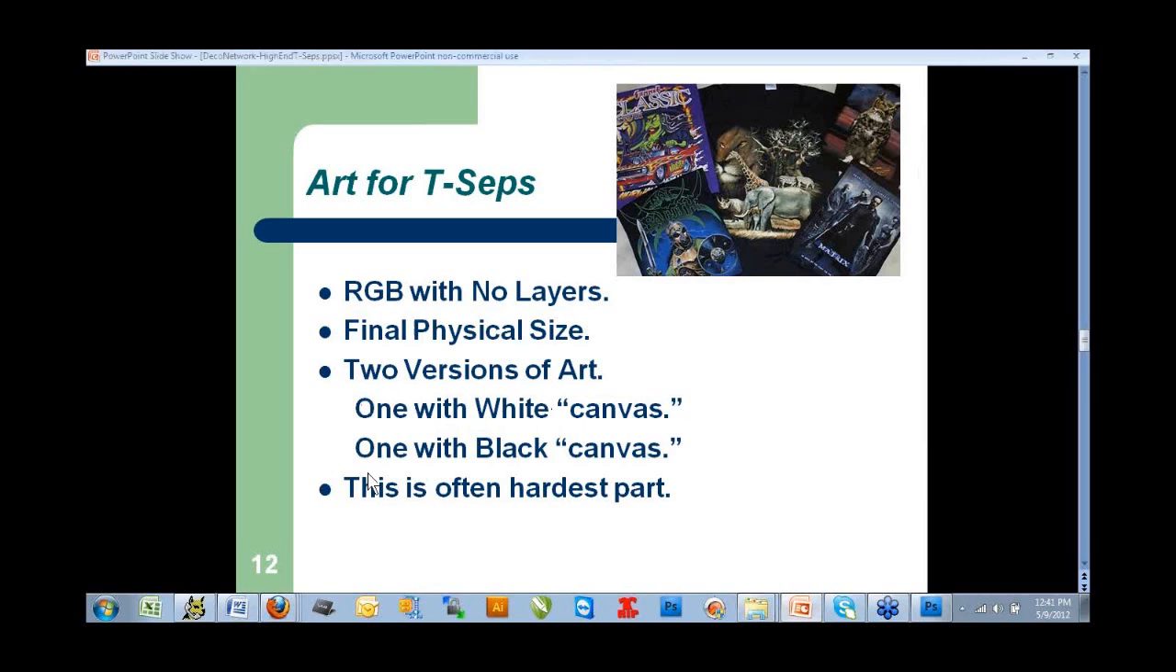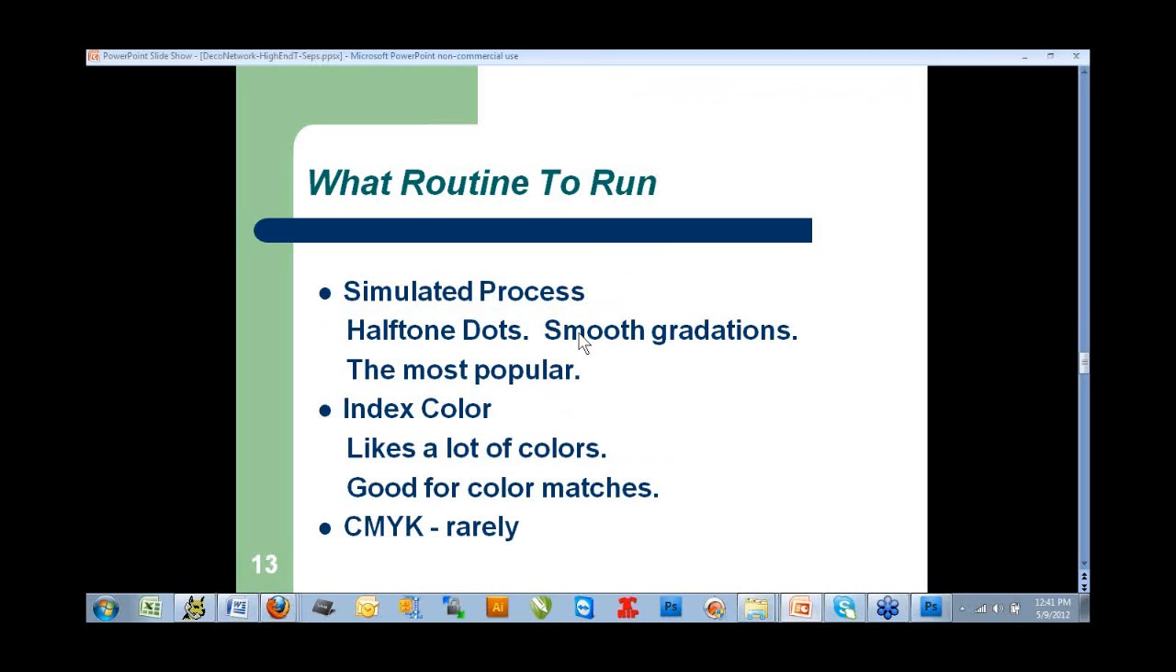So you need two versions of the art, and again, this is often the hardest part. And the artwork should be at 300 dpi, if possible, at the final physical size, if possible. Because sometimes it'll be 300 dpi at 6 inches, and you want to try and get it to the right size, so you'll upsample it.